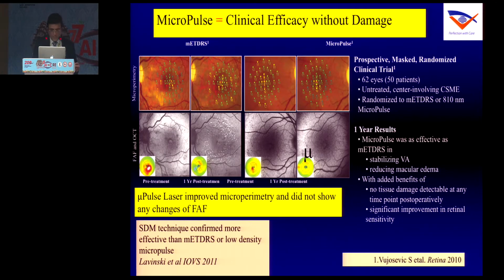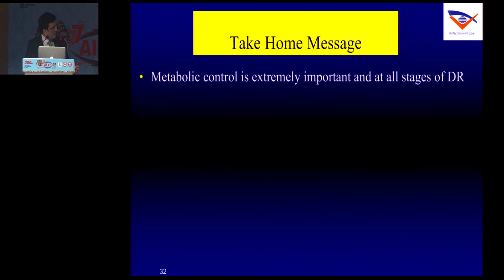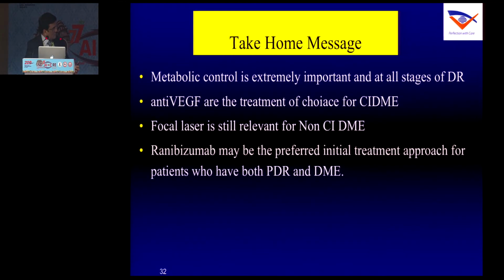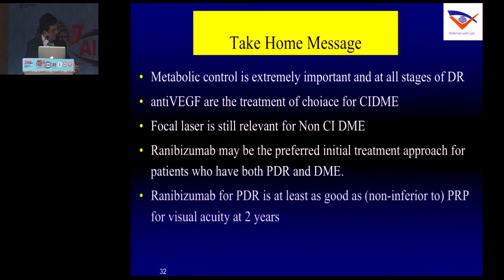And just to tell you a little bit that micropulse laser may have, Dinesh, why don't you come and join us here? Micropulse laser is effective without scarring. We can treat diabetic macular edema, which shows that microperimetry is benefited. So the take-home message is good metabolic control, use of anti-VEGFs, focal laser for non-central involving DME, ranibizumab for PDR, and with a diabetic macular edema, and one could defer laser, and of course vitrectomy, which I will be mentioning.